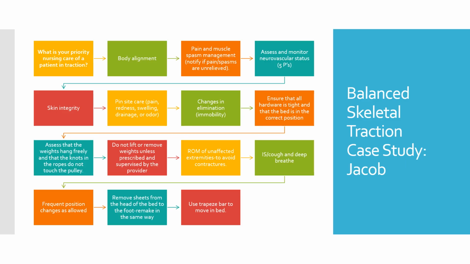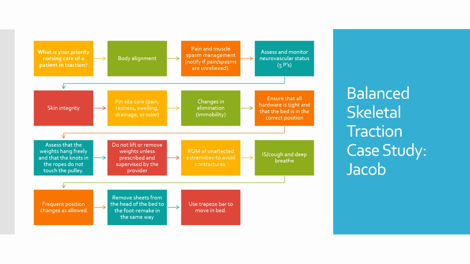So what is our priority nursing care with a patient who is in balanced skeletal traction? We're going to talk about that a little bit in detail if you follow along here on this diagram. So body alignment, we want them straight in the bed. We don't want them scooting down to the end of the bed, because then the weights could possibly touch the floor.